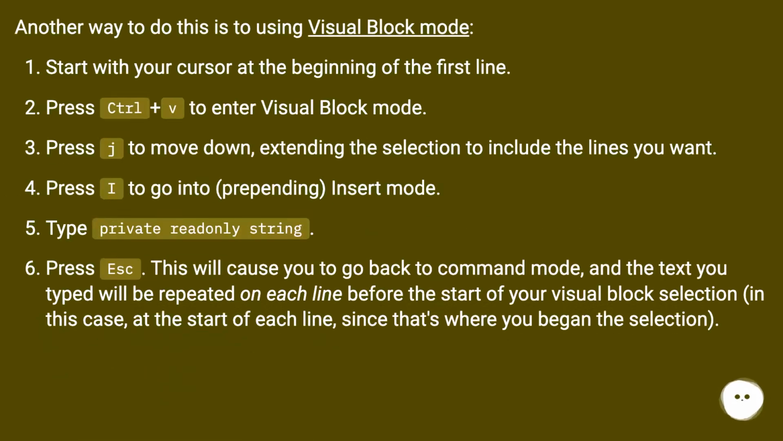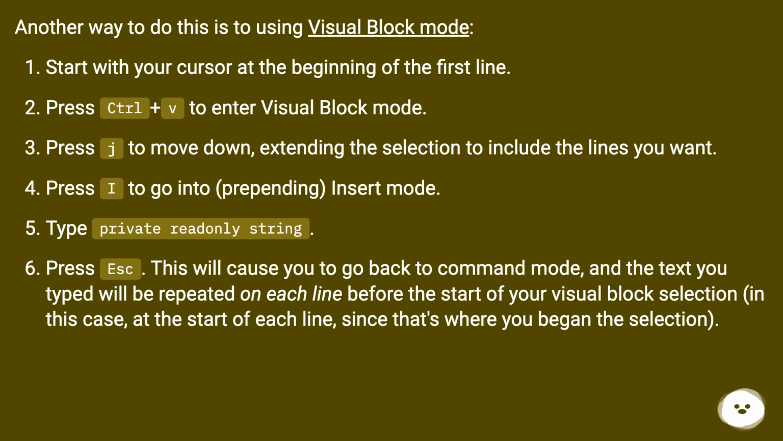Another way to do this is to use visual block mode. Start with your cursor at the beginning of the first line. Press Ctrl+V to enter visual block mode. Press j to move down, extending the selection to include the lines you want. Press I to go into prepending insert mode. Type "private read-only string".